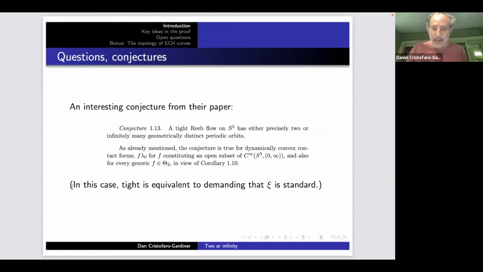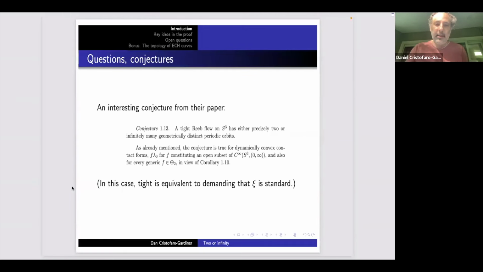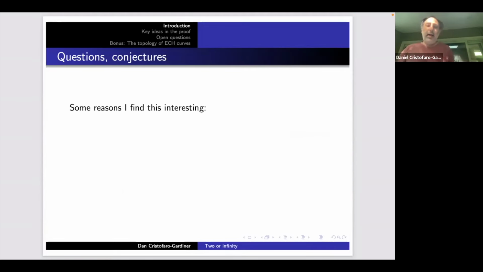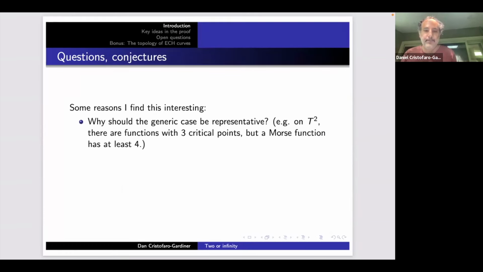Okay, so that's an interesting conjecture. Actually, I want to say some further reasons why I find this interesting. This is a problem that actually interested me ever since I was a PhD student. There's maybe two reasons why I was interested. The first reason is that, I just said that HWZ proved this two-or-infinity result in the generic case, but it was curious to me already as a PhD student why the generic case should actually be representative.